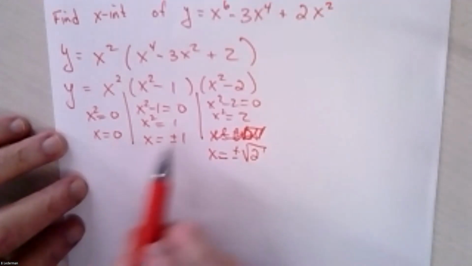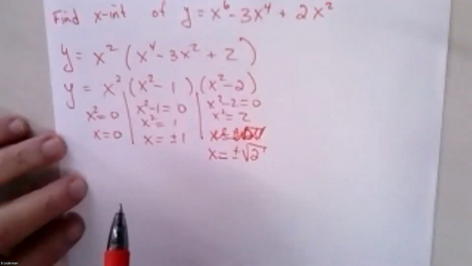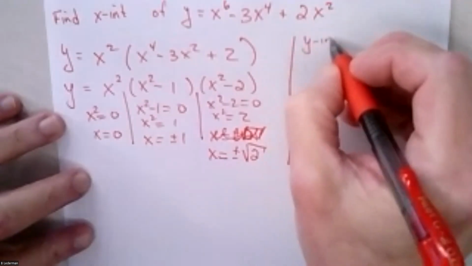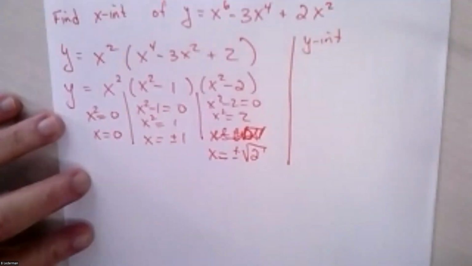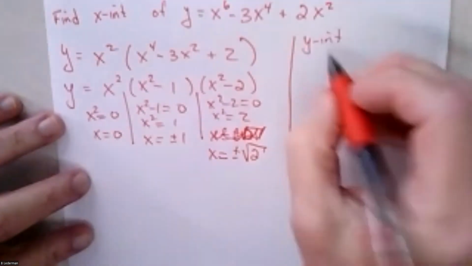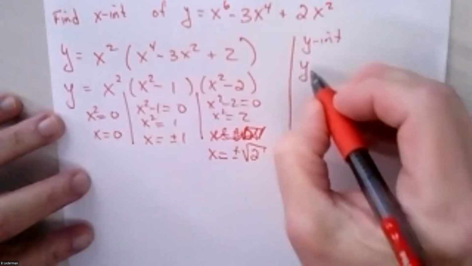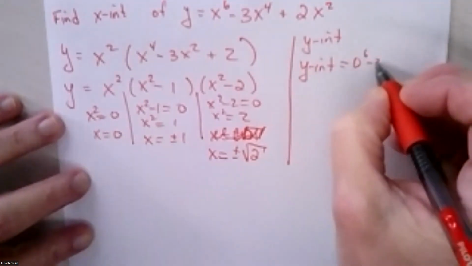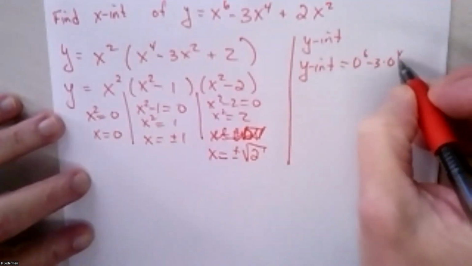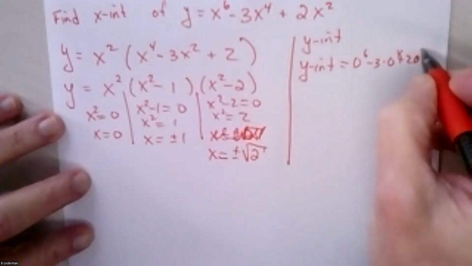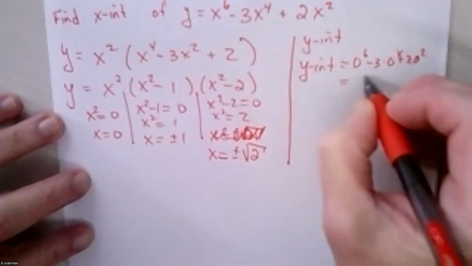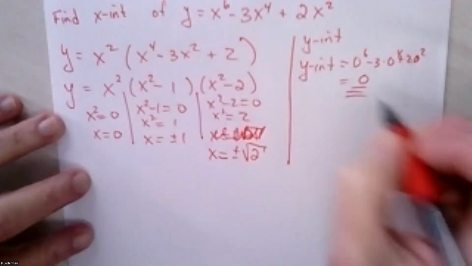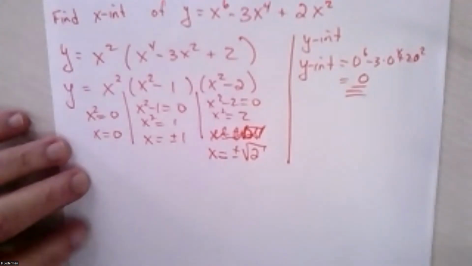So this polynomial has 1, 2, 3, 4, 5 x-intercepts. Now for the y-intercept, the y-intercept is simple. It's always much easier. Just set x equal to 0. So the y-intercept is going to be 0 to the sixth minus 3 times 0 to the fourth plus 2 times 0 squared, which of course just equals 0. So the y-intercept is 0. That's easy enough. And the x-intercepts are going to be 5 of them.